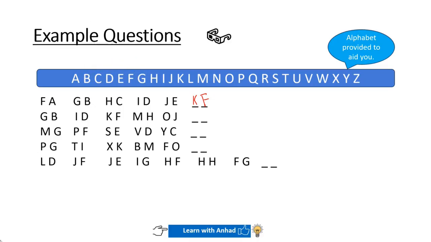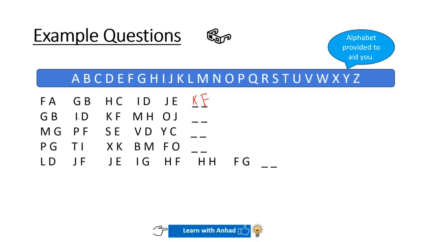Okay. So over here, it starts off with G, and then it goes to B. No. The first group is GB, then ID, KF, MH, and OJ. So same thing now. Now we've figured this out. Pause the video and try to figure out this question, and if you have any answers, write them down in the comment section below. Okay, back to the question.